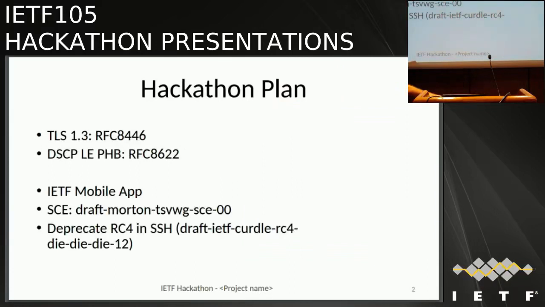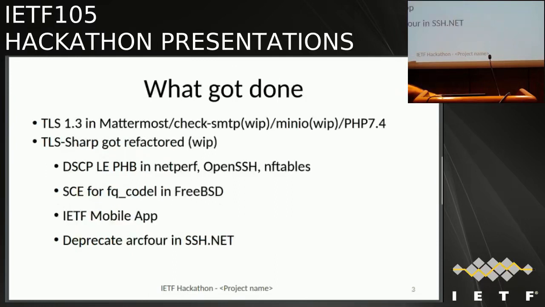So TLS 1.3, our aim was to get more applications running on TLS 1.3. DSCP-LE, it's a new code point that just became an RFC, and we've been working on integrating that into open source projects. Then there's the IETF mobile app that we started working on at the previous IETF. Then there's the SCE draft that came up recently, and then the last thing that we worked on was deprecating RC4 in SSH.